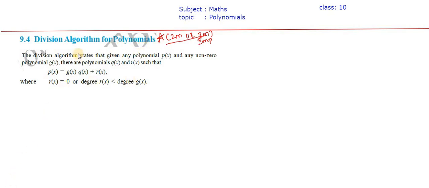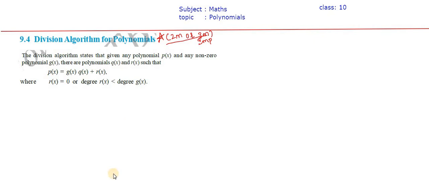So what is the division algorithm for polynomials? The division algorithm states that given any polynomial p of x and any non-zero polynomial g of x, there are polynomials q of x and r of x such that p of x is equal to g of x into q of x plus r of x, where r of x is equal to 0 or the degree of r of x is less than the degree of g of x. I hope you understood.